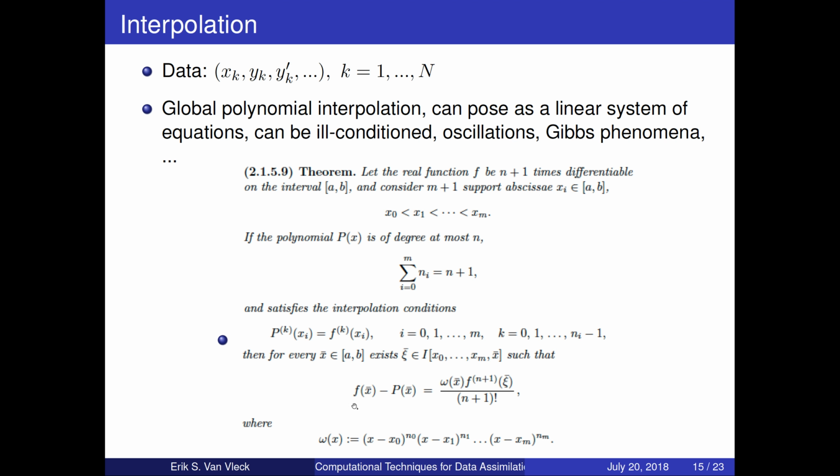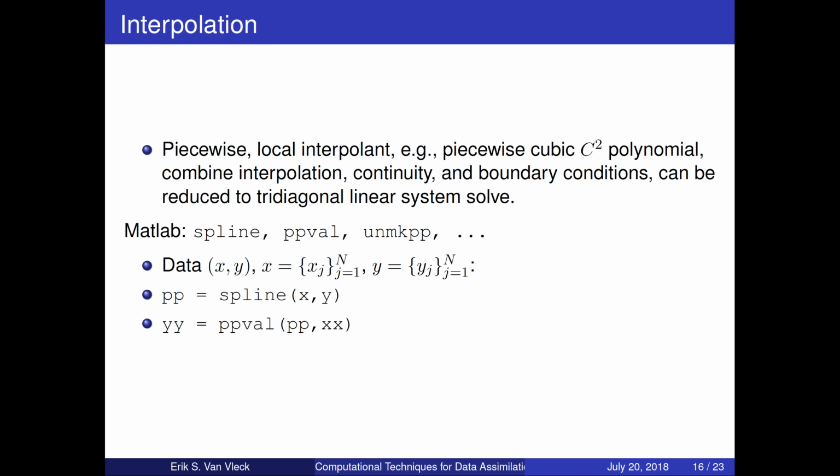The approximation properties of a global interpolant are outlined in this theorem here, and notice that it's somewhat analogous to Taylor's theorem. A local or piecewise interpolant is commonly used, and a classic example of this is piecewise cubic C2 polynomials, where we combine interpolation, continuity, and boundary conditions, and then there's a simple tridiagonal linear solve to determine the coefficients of the local cubic polynomials. MATLAB commands are spline, ppval, and unmkpp.